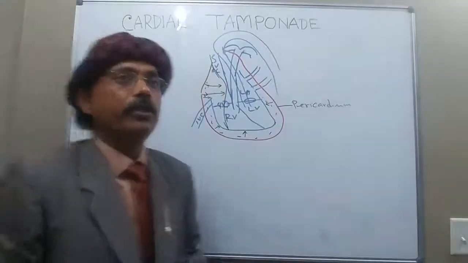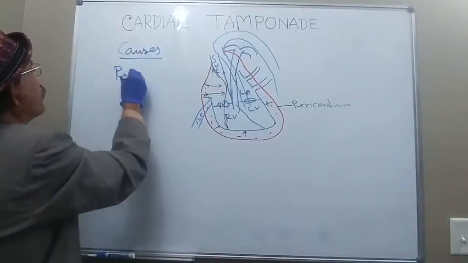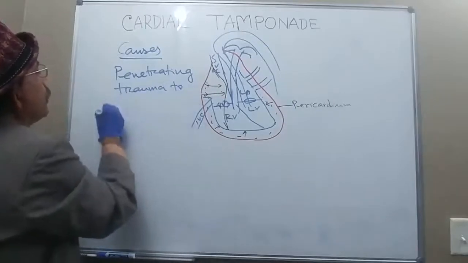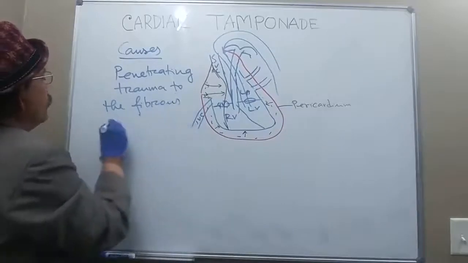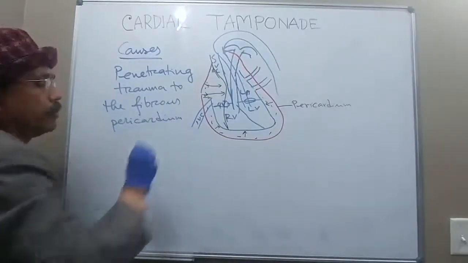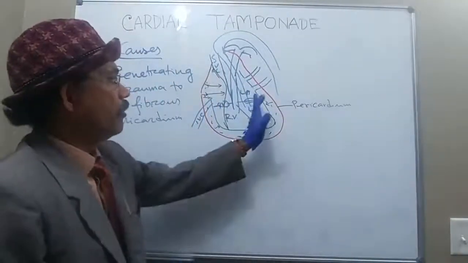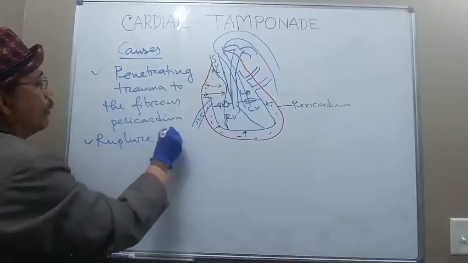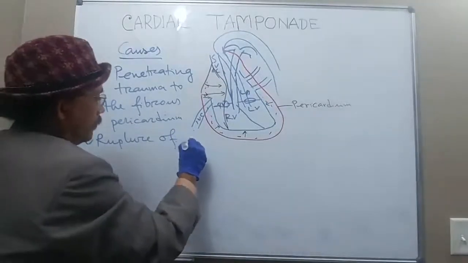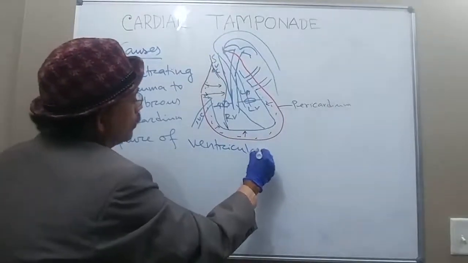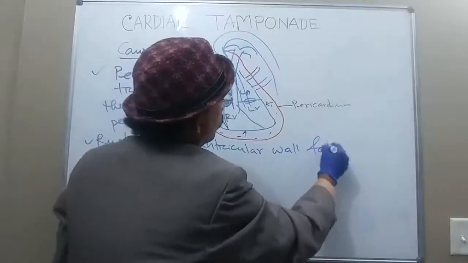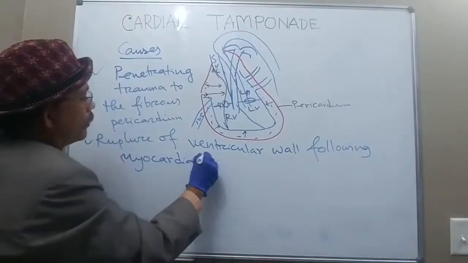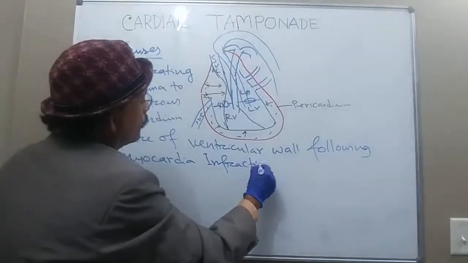One important cause is penetrating trauma to the chest wall, penetrating trauma to the fibrous pericardium. Then there may be rupture of the ventricular wall following myocardial infarction, MI.